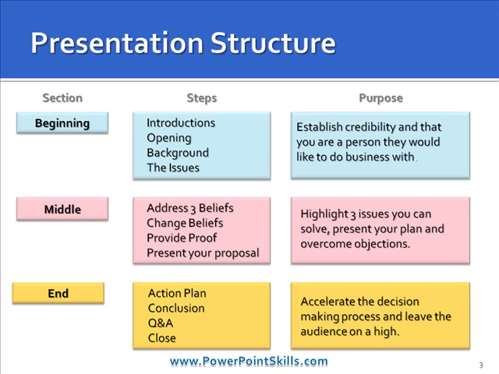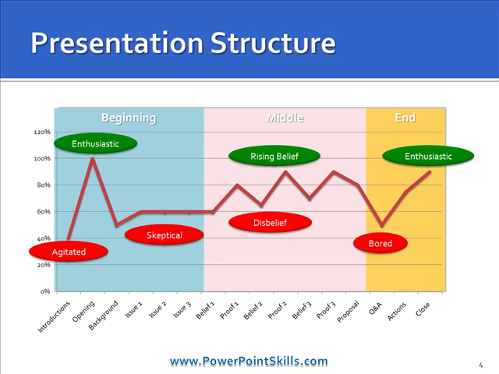The ending is where we motivate people to action, and we put in place a brief action plan, a conclusion, answer some questions and overcome objections that will be raised, and move towards the close. So what we're trying to do is to actually accelerate the decision-making process and to put it all on the table so that people are informed enough to be able to make a decision by the time we leave the room. So let's take a look at the structure of the presentation from an emotional perspective.